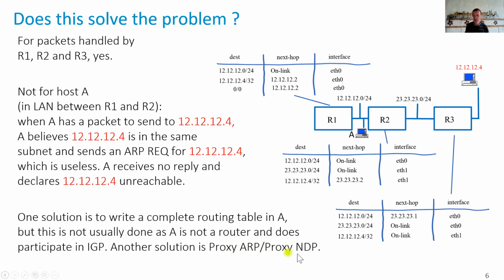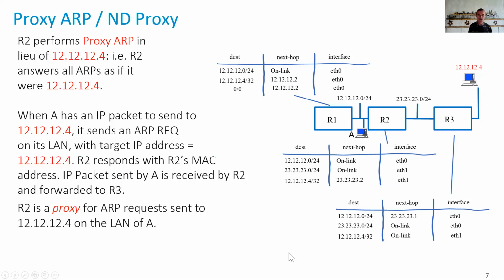ARP is when we use IPv4 and NDP is typically the terminology used when you use IPv6. The idea here is that, remember, the problem is A is sending an ARP request for this destination address, and the destination address will not reply. But one of the routers, for example, R2 here, could be configured to do it instead of the destination here. That is what we call a proxy.